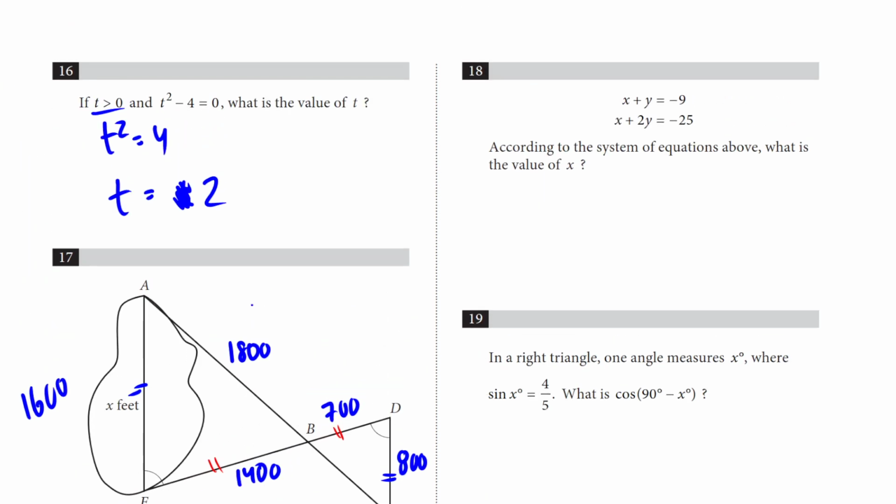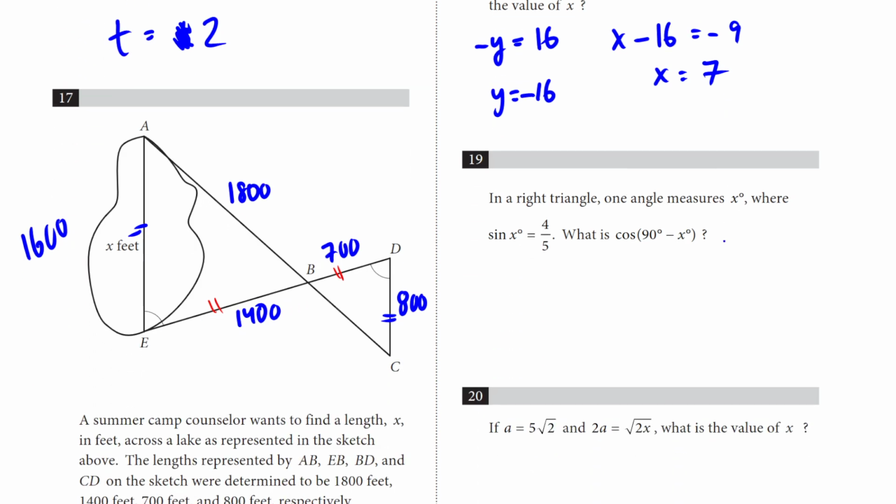All right, 18. According to the system of equations, what is the value of x? Okay, well, we can just subtract the bottom one from the top one. So x minus x is nothing. y minus 2y is negative y. Negative 9 minus negative 25, so that's plus 25, is 16, so y is equal to negative 16. So x minus 16 is equal to negative 9, which means that x is going to be 7.